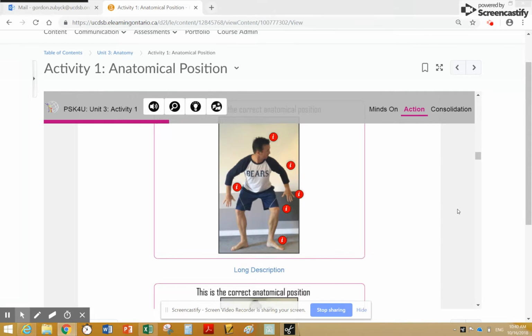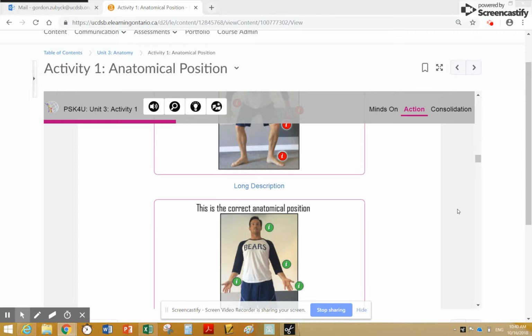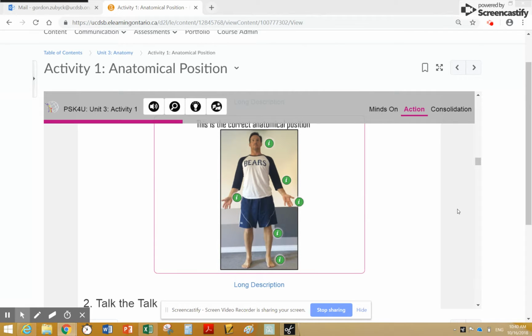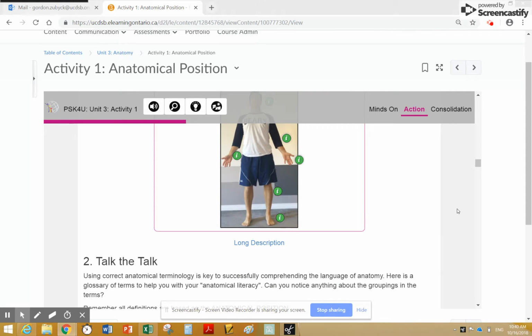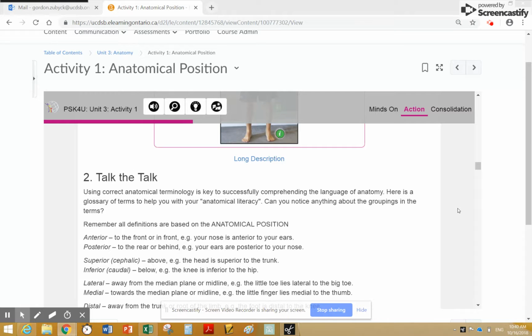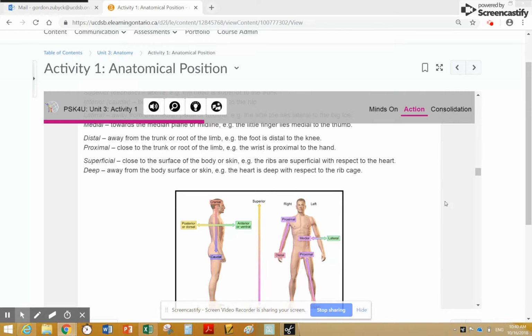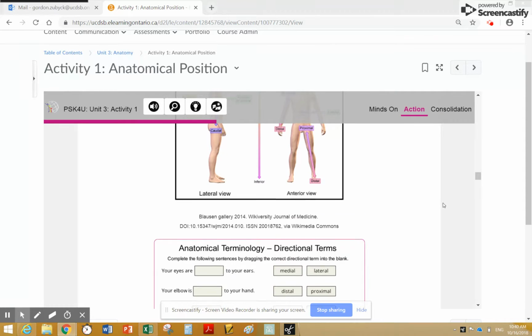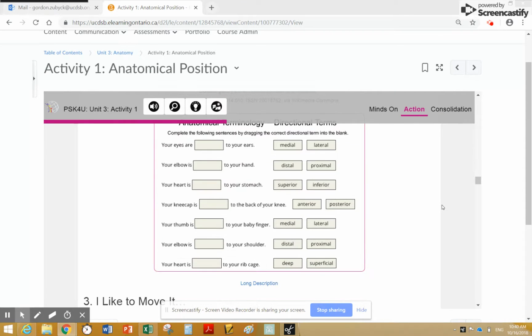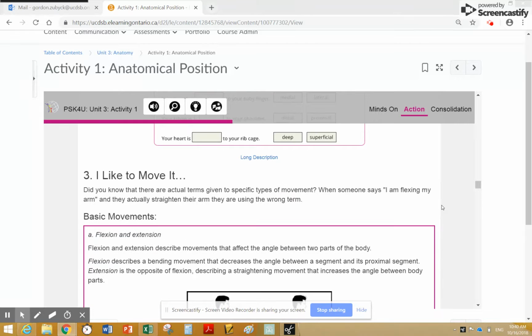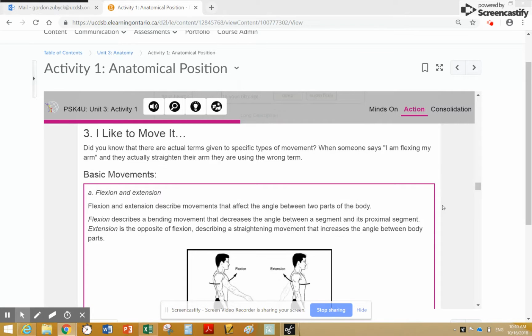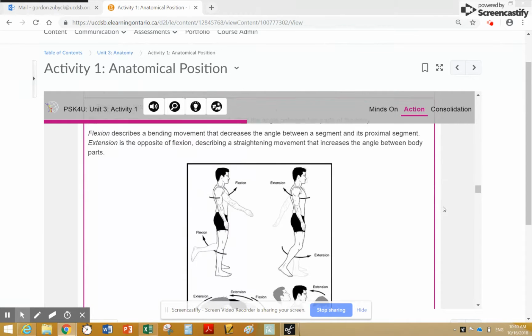This little interactive will go through the anatomical position, the correct position, and the poor position, and give you some information as to why one was correct and one was not. Using correct terminology, it gives you different words that you have to use to describe what's happening, so that it's quite clear to people what's going on. There are some great little interactives in here to allow you to practice so that you have those memorized and are quite familiar with those terminologies and how they work.